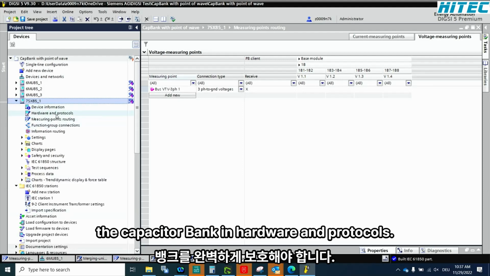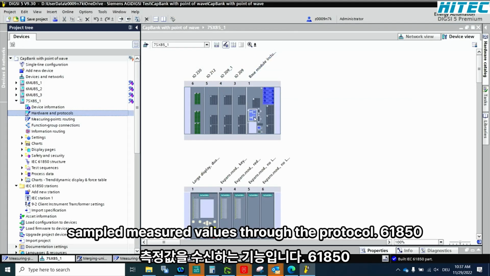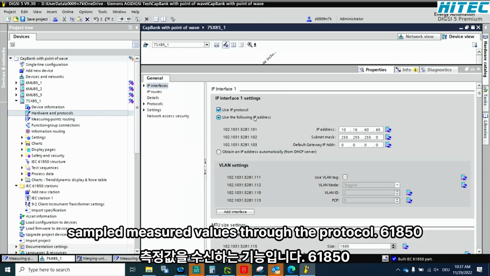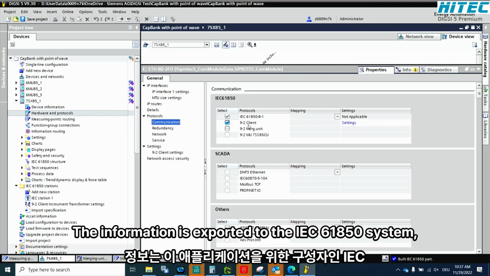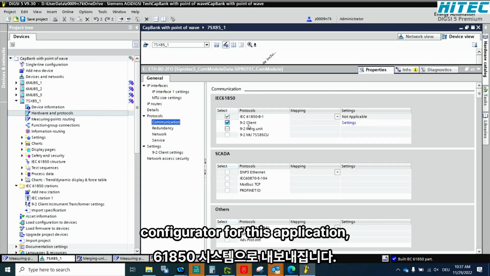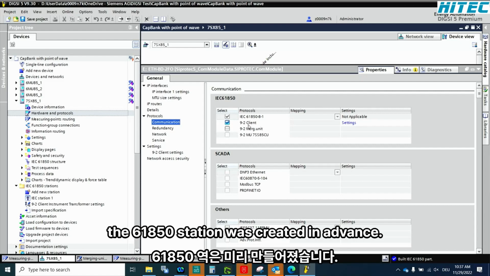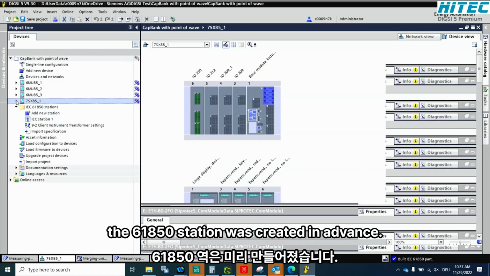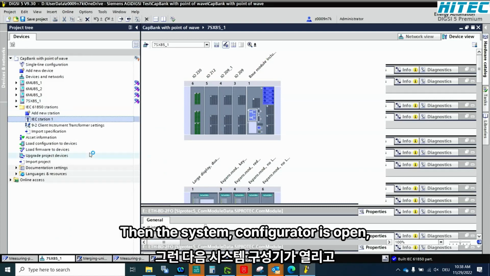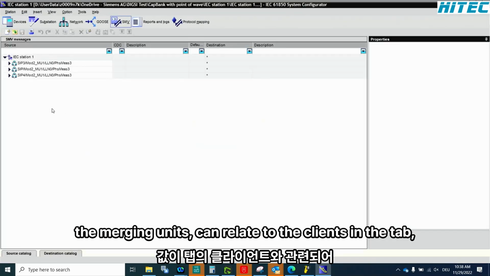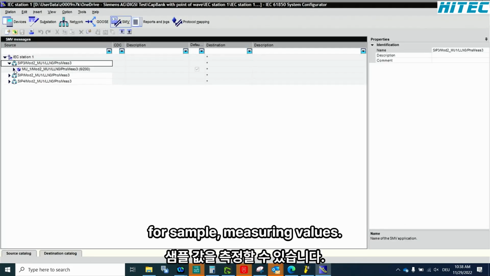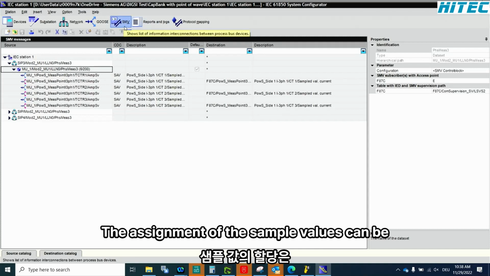In hardware and protocols, the functionality to receive sampled measured values through the protocol 61850-9-2 client is enabled. Once it's done, the information is exported to the IEC 61850 system configurator. For this application, the 61850 station was created in advance. Then the system configurator is opened and the sample values coming from the merging units can be related to the clients. In the tab for sampled measured values, the assignment of the sample values can be seen.